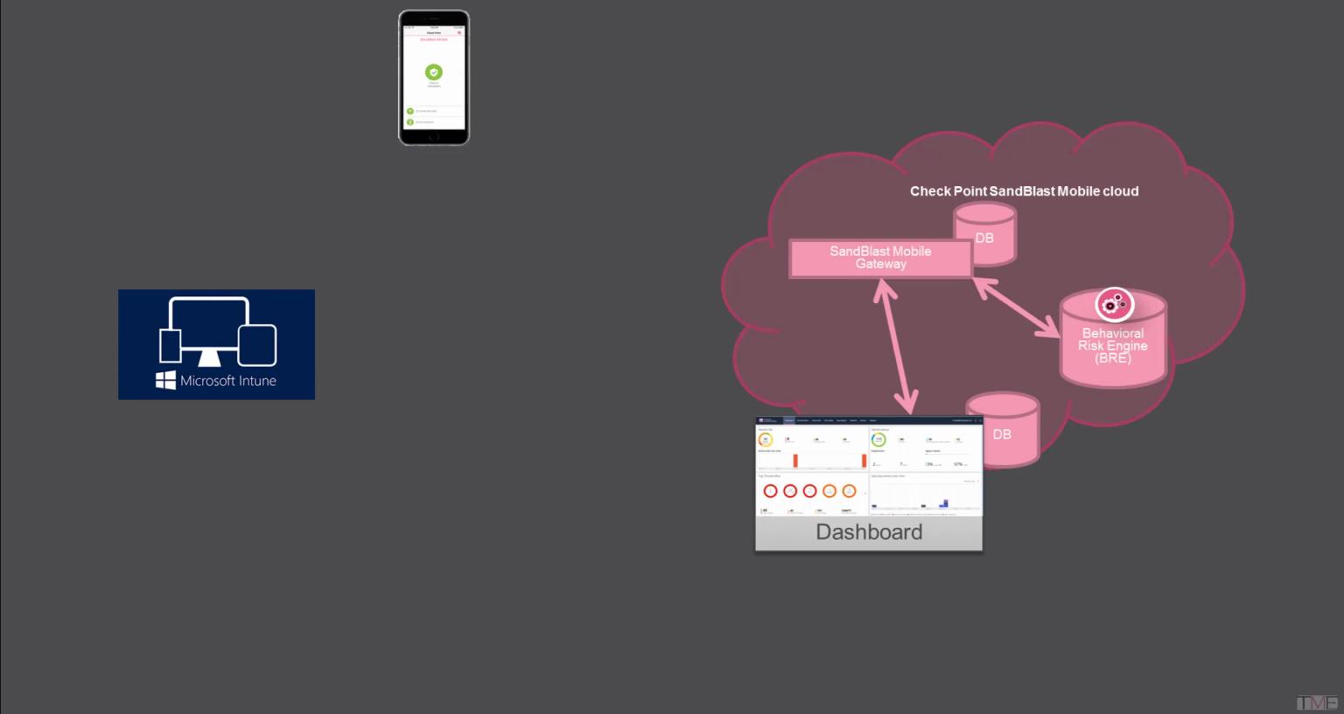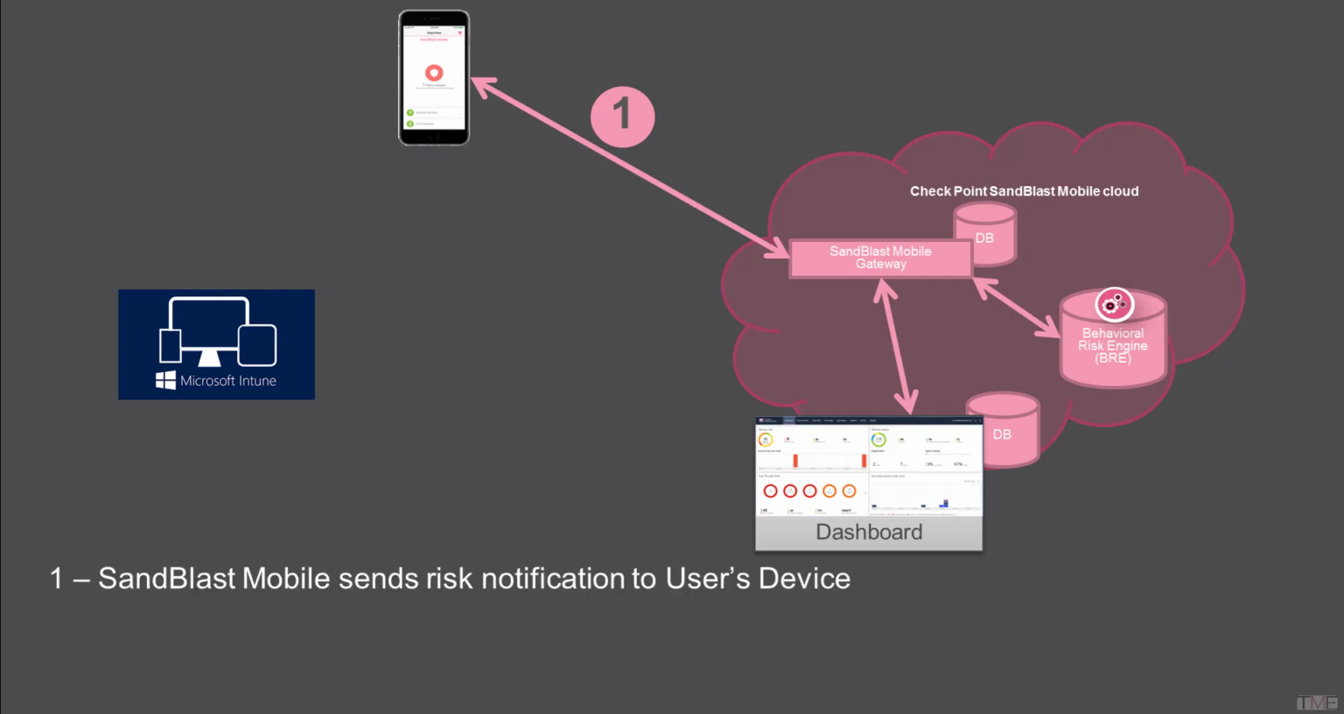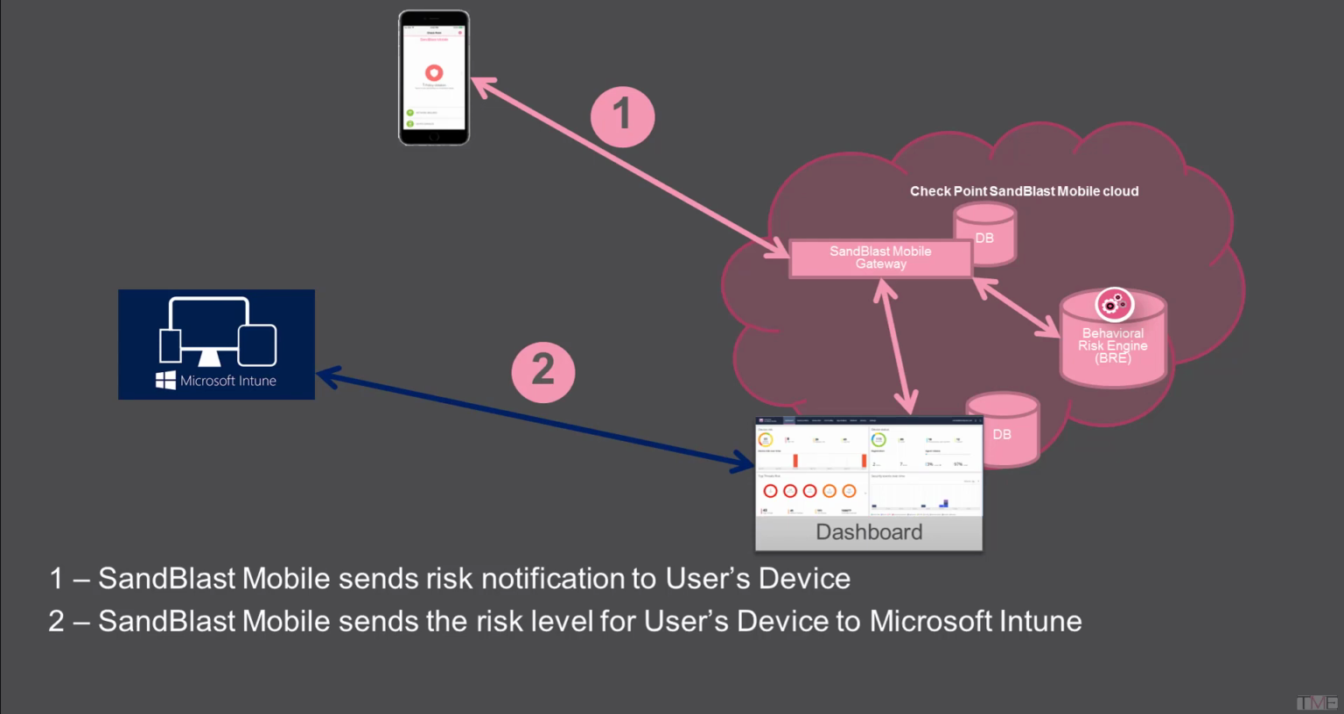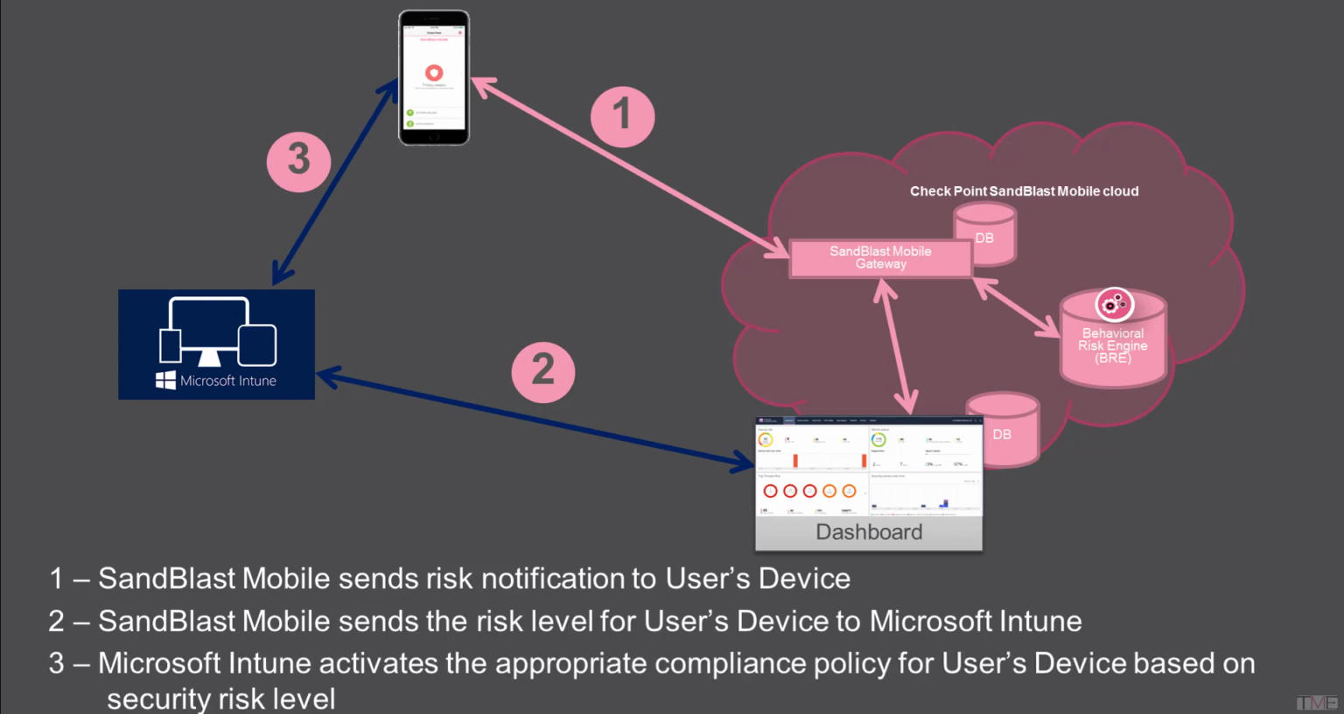When an event, such as a malicious app being installed or an active man-in-the-middle attack, is detected by the SandBlast Mobile Analytics Engine, SandBlast Mobile sends an in-app notification to the user's device and at the same time sends the change in risk level for the user's device to Microsoft Intune. Upon receiving the state change, Microsoft Intune will enact a policy for that non-compliant device, such as blocking that device's access to the corporate network, apps, or data.